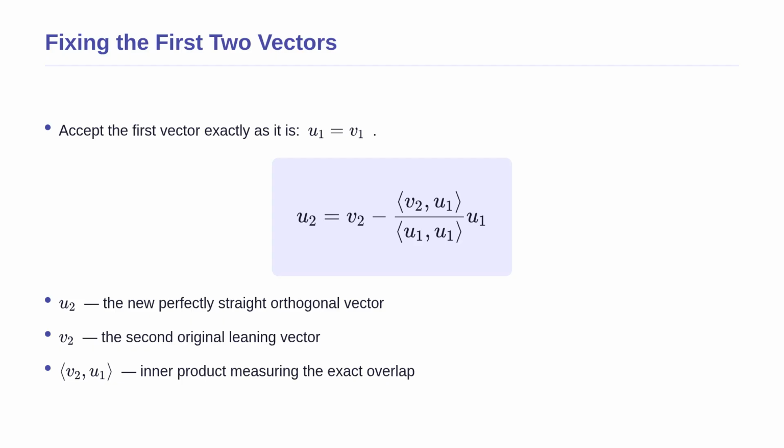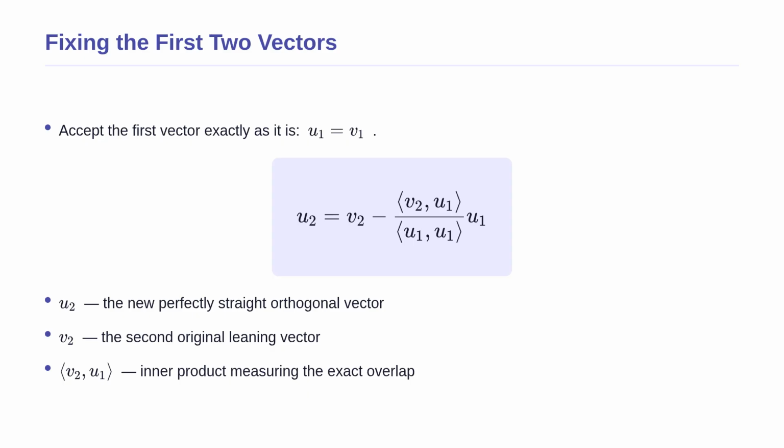Now that we understand what orthogonalization is, let us look at how it works mathematically. We start with a set of linearly independent vectors, v1, v2, and so on. Our goal is to build new orthogonal vectors, u1, u2, and so forth. We begin by simply locking the first vector in place. u1 equals v1. There is nothing to be perpendicular to yet.